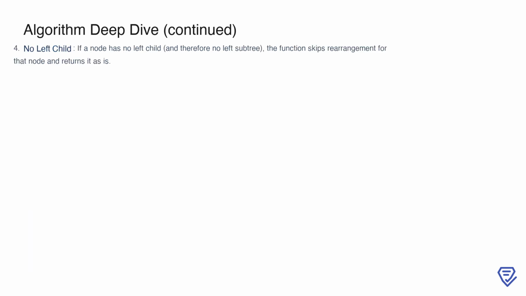Finally, if a node has no left child, the function simply skips any rearrangement for that node and returns it as is. This condition ensures that the algorithm gracefully handles trees where some nodes may lack a left subtree. By focusing only on nodes with a left child, we avoid unnecessary operations and maintain the efficiency of the process. This completes the transformation logic and guarantees that the tree is flipped correctly, regardless of its initial structure.